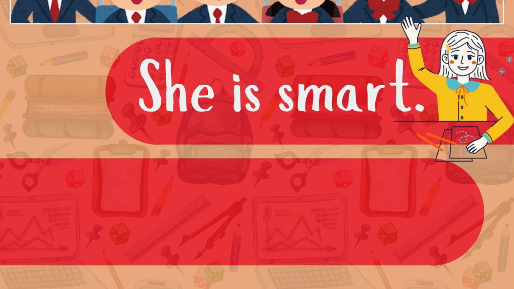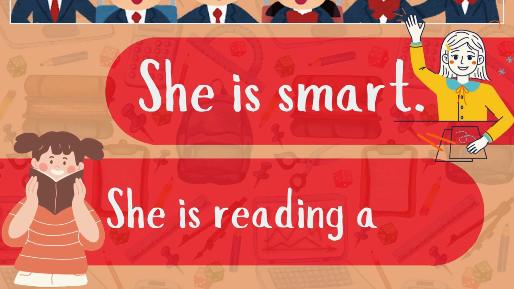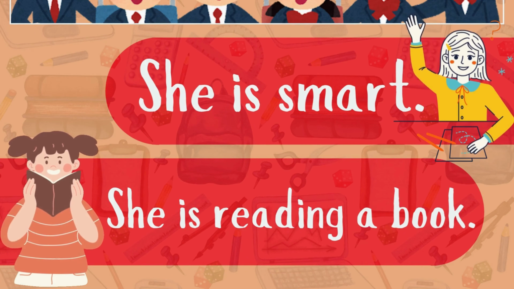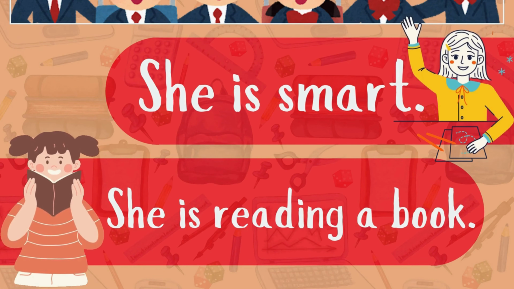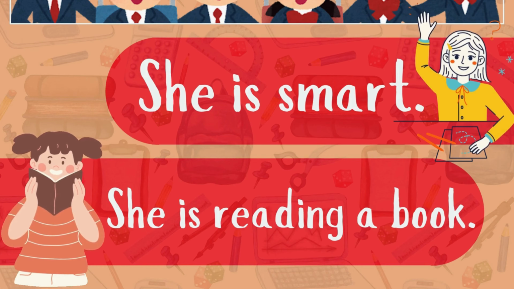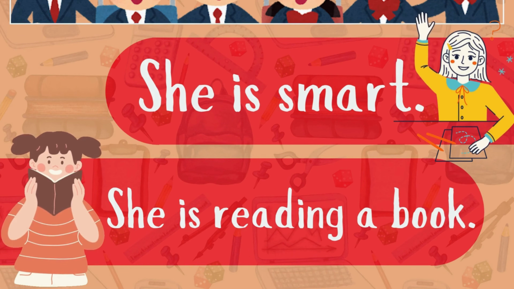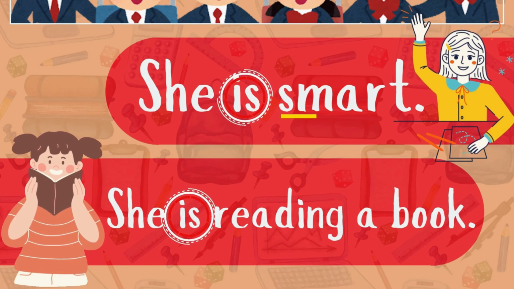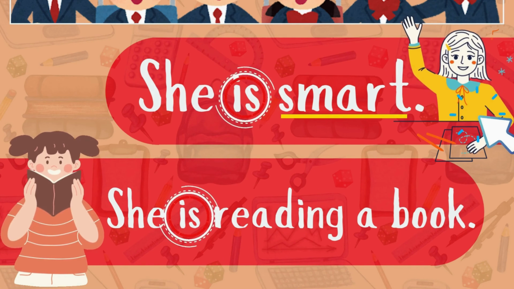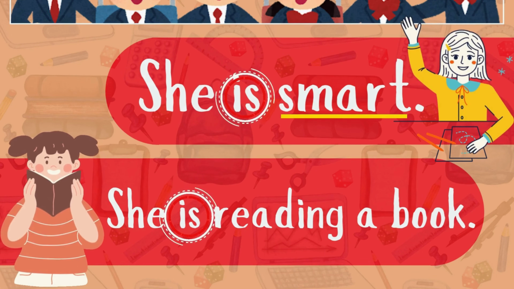She is smart. She is reading a book. Okay, class, what did you notice about these two sentences? Did you notice that both sentences use the verb is? But one shows what she is, while the other shows what she is doing.